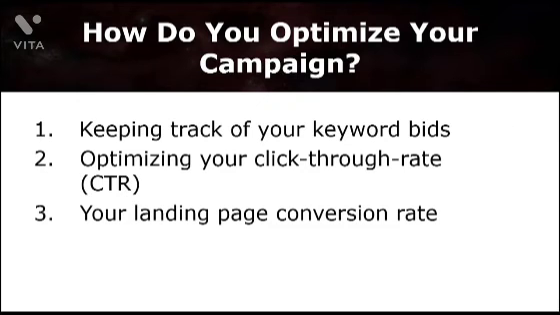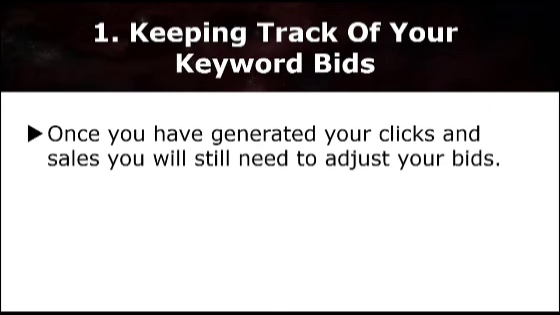The question is, how do you optimize and assess your Google AdWords campaign to ensure that you are on the right track? The answer is to test run your campaign in 3 different methods. The 3 methods are: 1, keeping track of your keyword bids, 2, optimizing your click-through rate, CTR, and 3, your landing page conversion rate. First, keep track of your keyword bids.